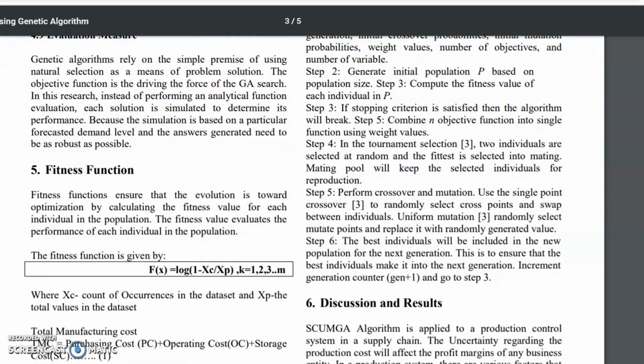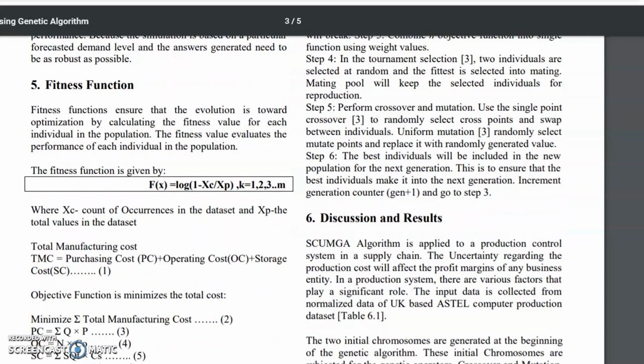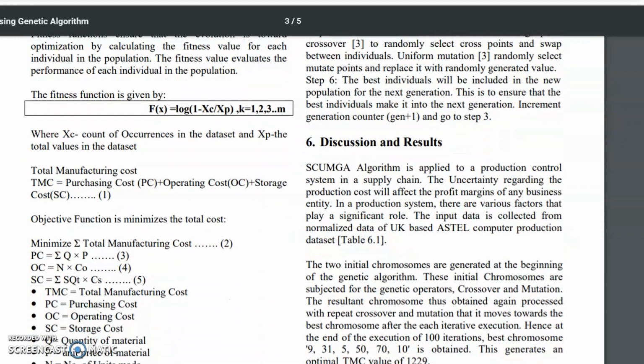Therefore, the fitness function is given as f(x) = log(1 - xc/xp), where xc stands for the count of occurrence and xp the total values in the data set. Total manufacturing cost, the formula is given as purchasing cost plus operating cost plus storage cost. And the objective function, what is the objective function? It is to minimize the total cost.